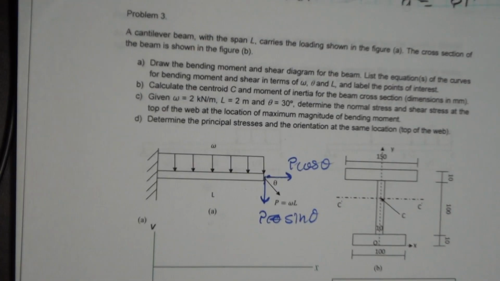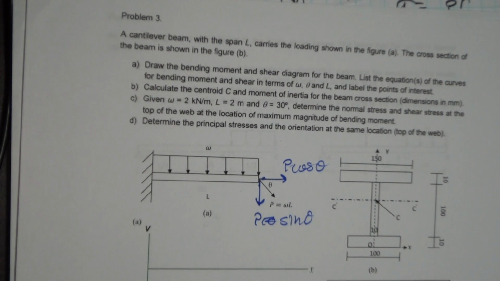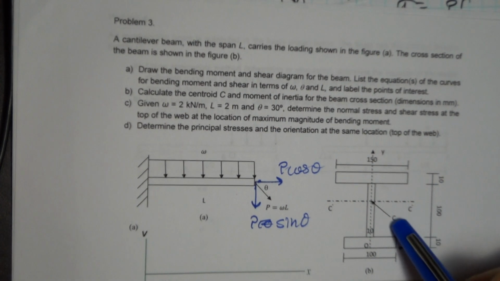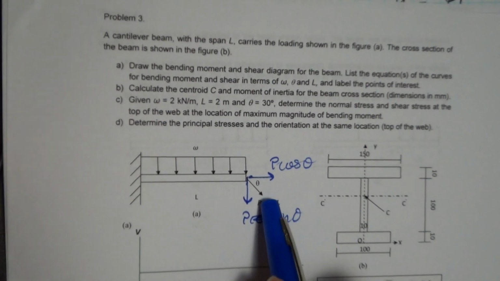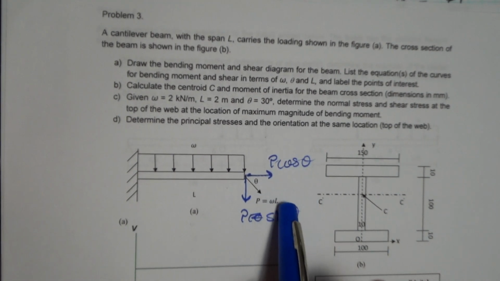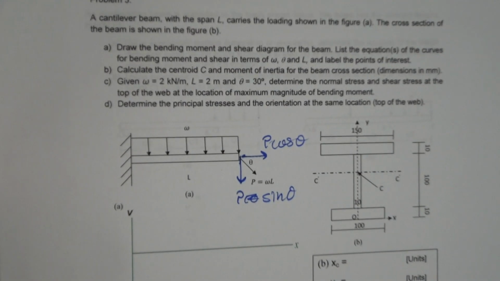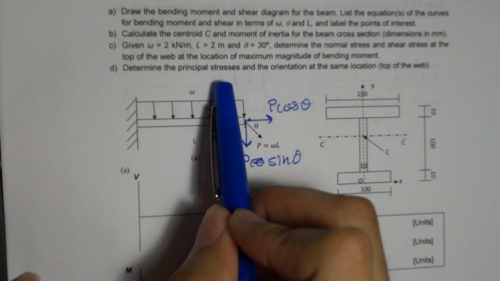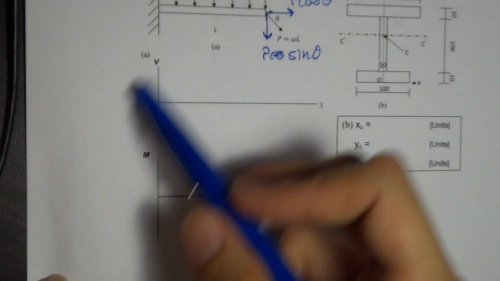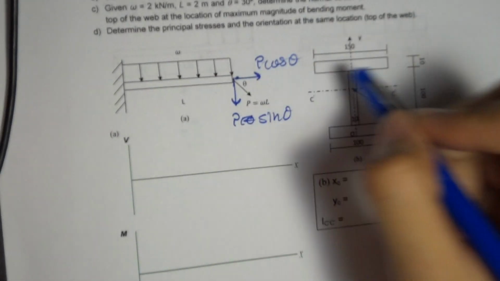Hey guys, this is problem 3. So the first thing you should note about problem 3 is that you have an odd geometry and you have an extra force at the end of your beam. Do not forget that you have this force which has both an axial and a shear component. So when you're calculating your principal stresses, even though you don't have any axial forces listed here on your diagrams in part A or part B, you still need to take into account for part D.